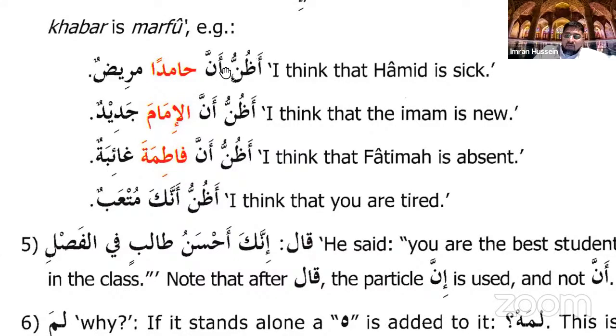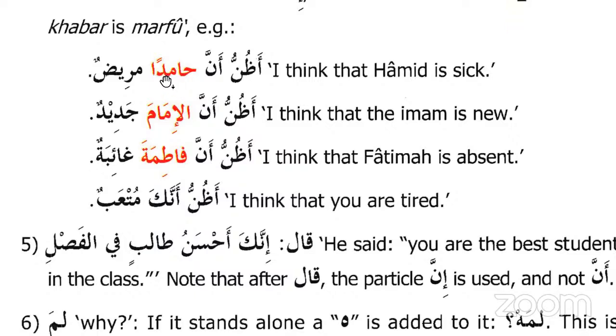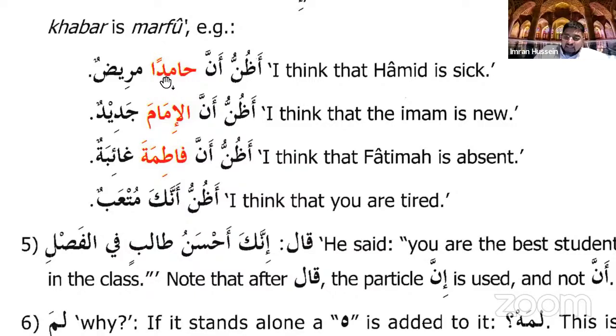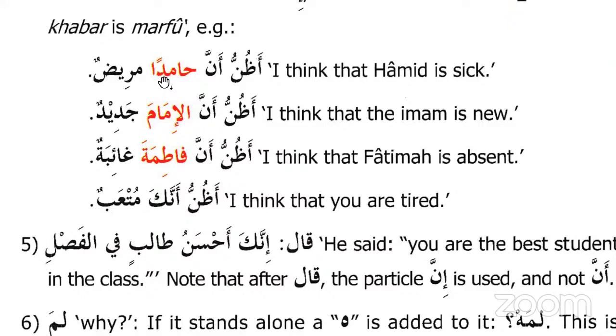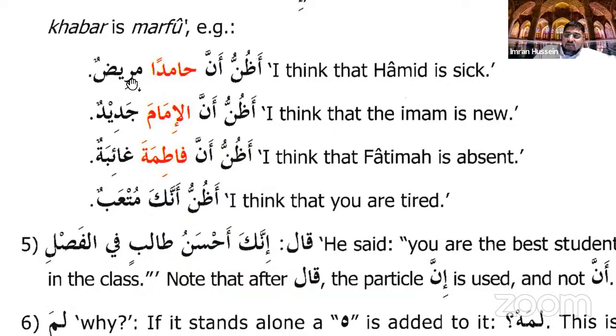So whenever anna comes, Hamidun Maridun, which is mubtada and khabar, the mubtada will change from a dhamma tanween to a fatha tanween. Why? Because that is the role of anna. It enters the mubtada and khabar and changes the mubtada to mansub, so it gets a fatha tanween. Is this clear, doctor, so far? Maridun gets a dhamma tanween, and this becomes the khabar of anna.